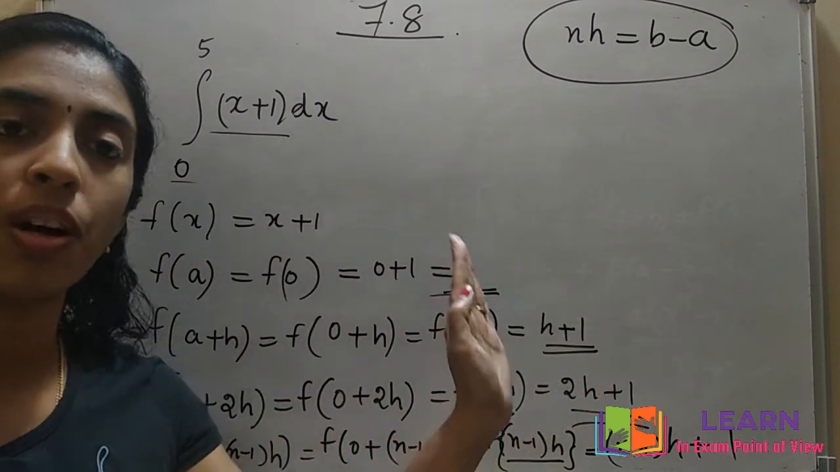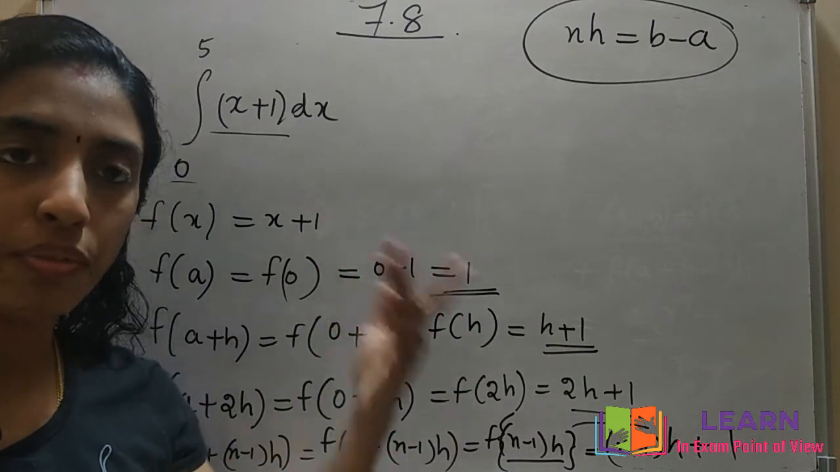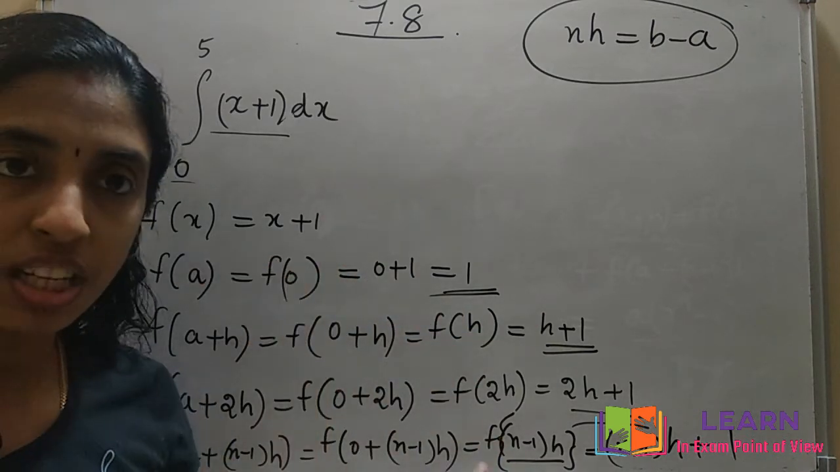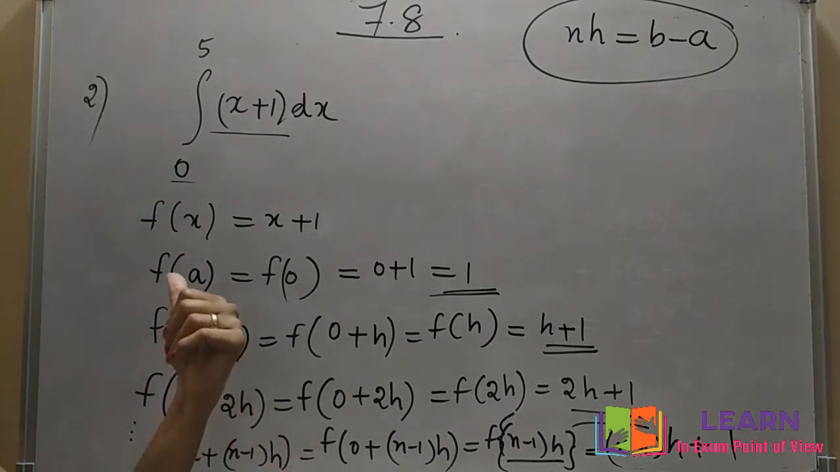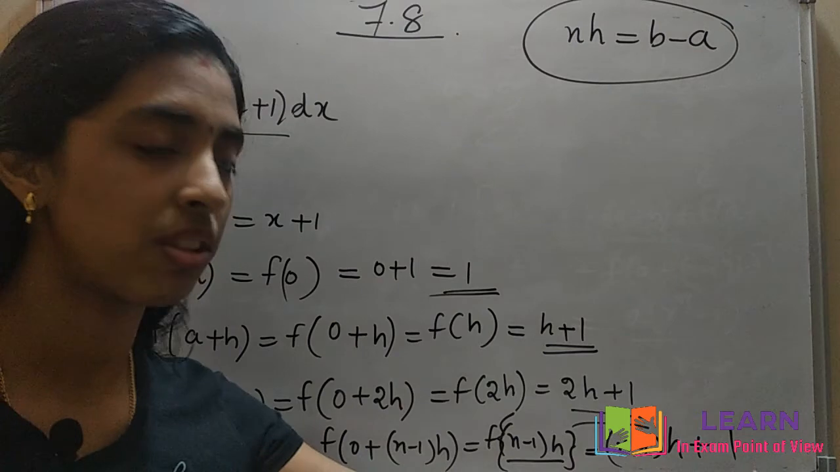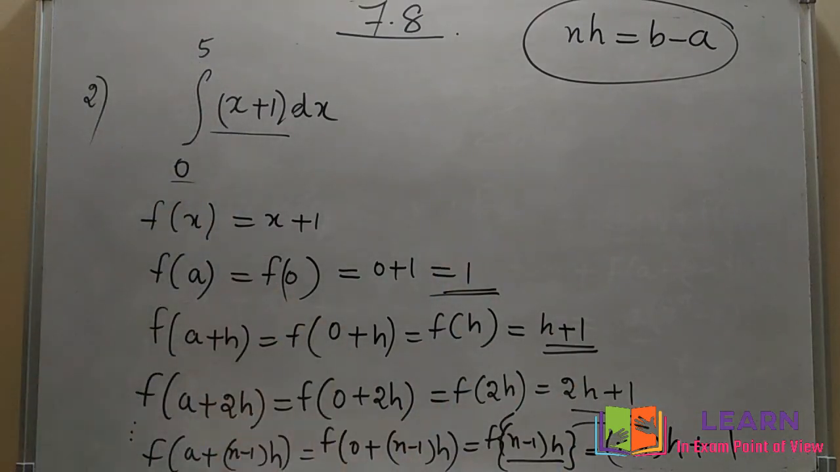So these are the terms we got to substitute in the formula. That is, in the formula, limit h tends to 0, h into f of a plus h, f of a plus 2h, etc., f of a plus n minus 1 h. These terms you can substitute with the corresponding answers we got. Okay, now we can substitute it.